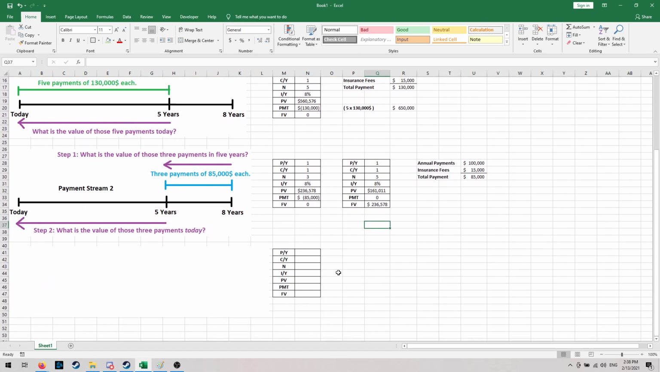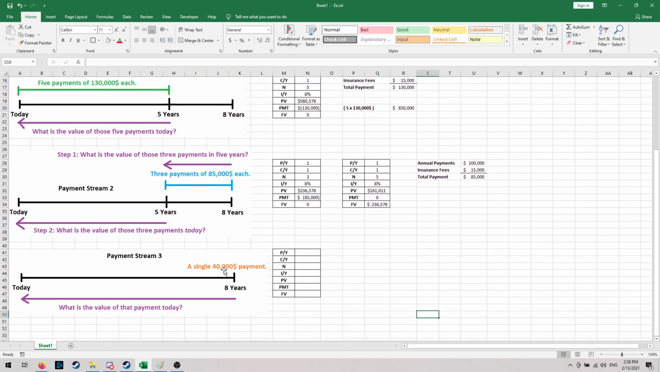And finally, we have our last payment stream. We need to make a single $40,000 payment at the very end of the lease in 8 years. So in order to pay that $40,000, how much money do we need right now? And this one is also going to be simple. It's going to be fairly similar to payment stream 1. We're just going to move this $40,000 back to today. So in this case, our payments per year are still 1. Our compounds per year are still 1. Our number of payments is 8 because this time we're going back 8 years. Our interest rate of 8 hasn't changed.